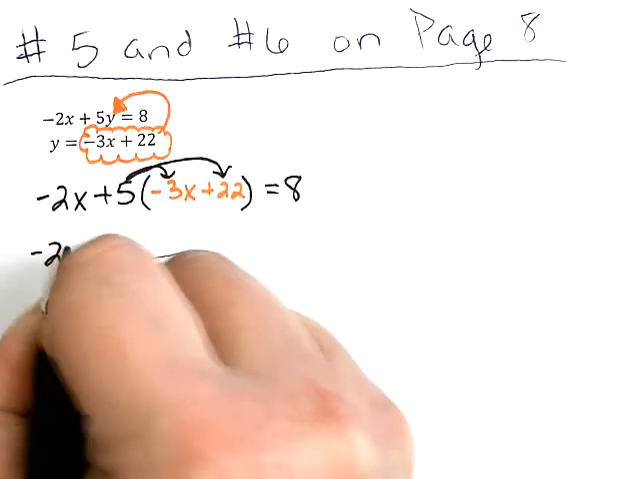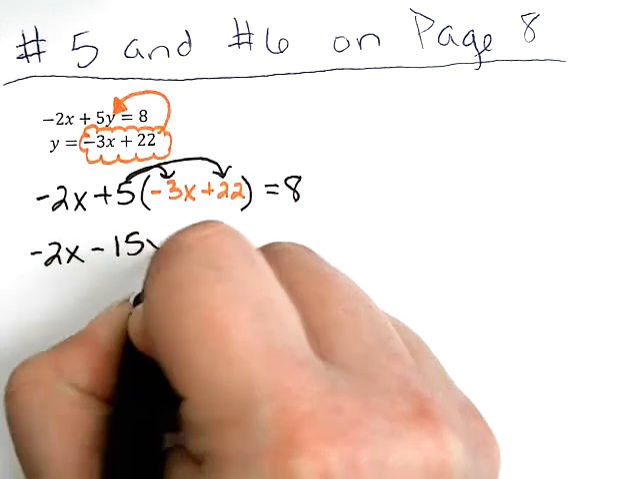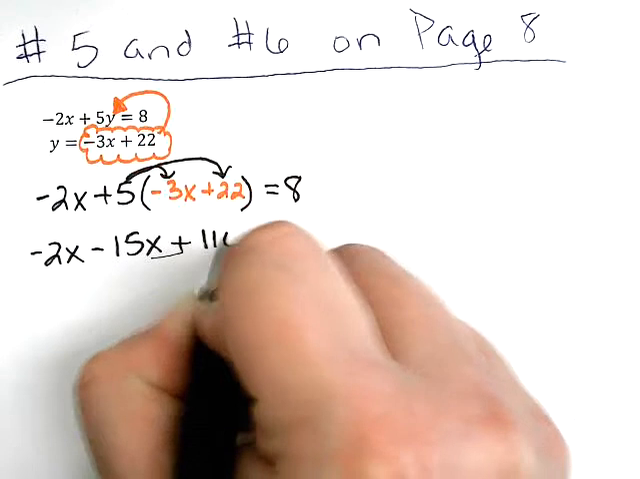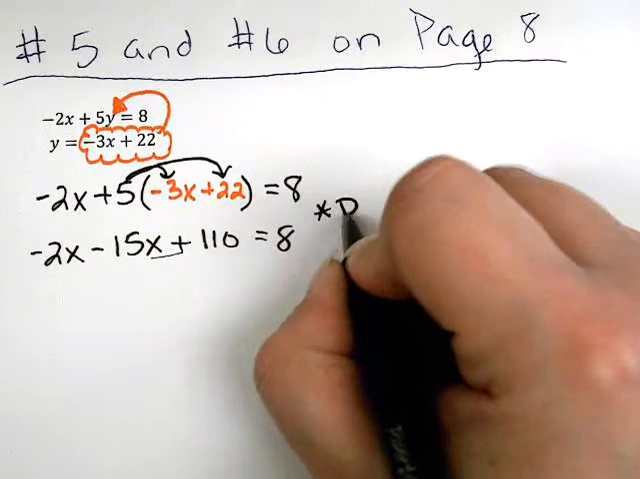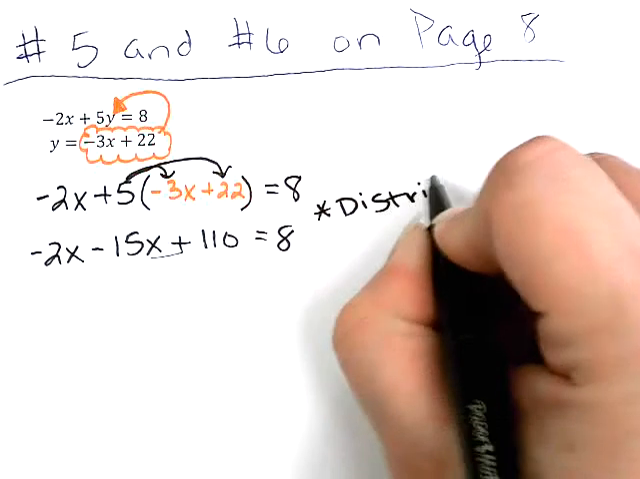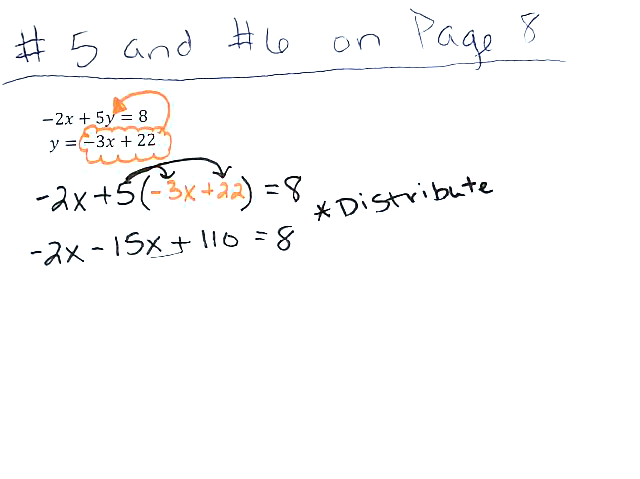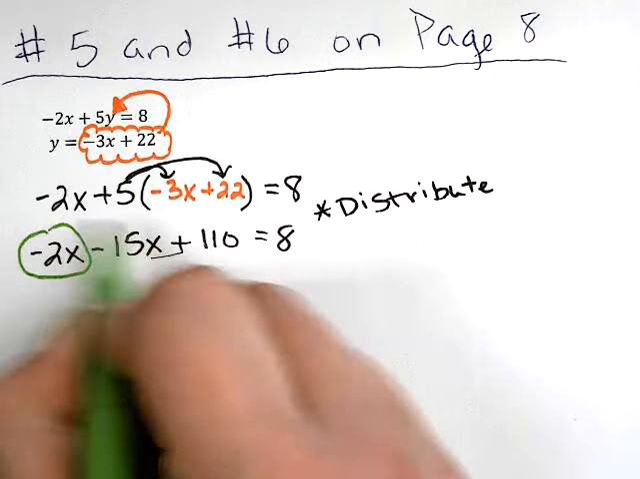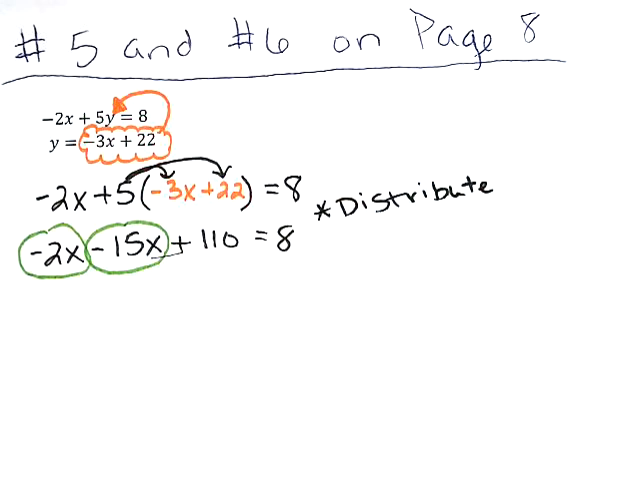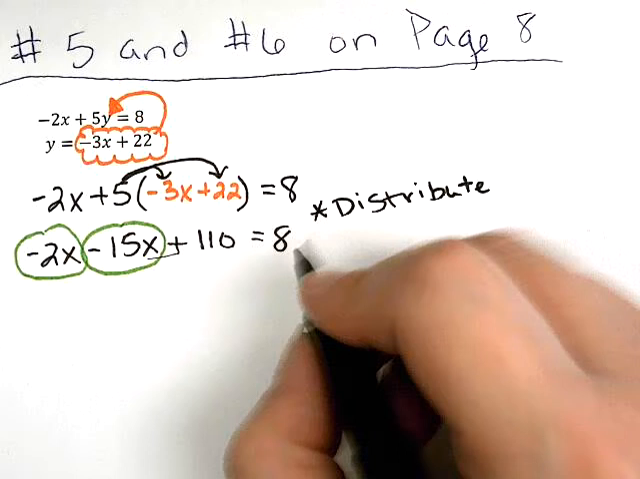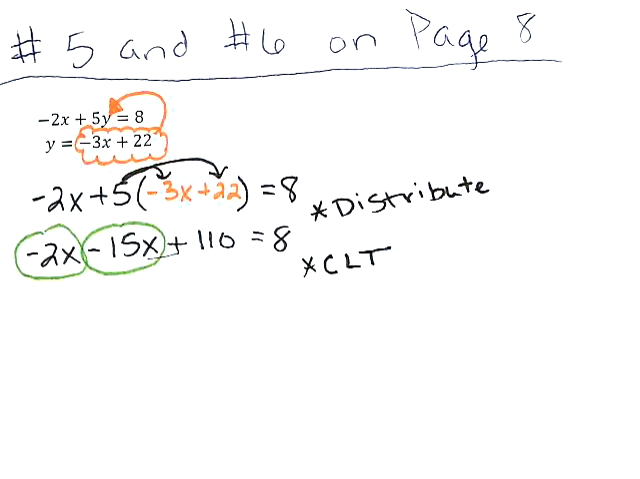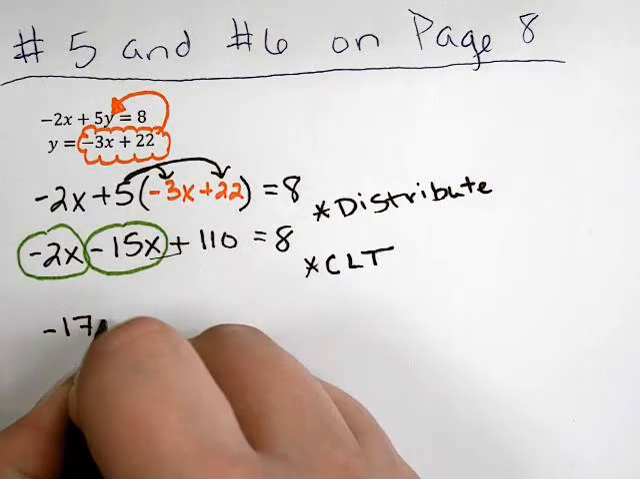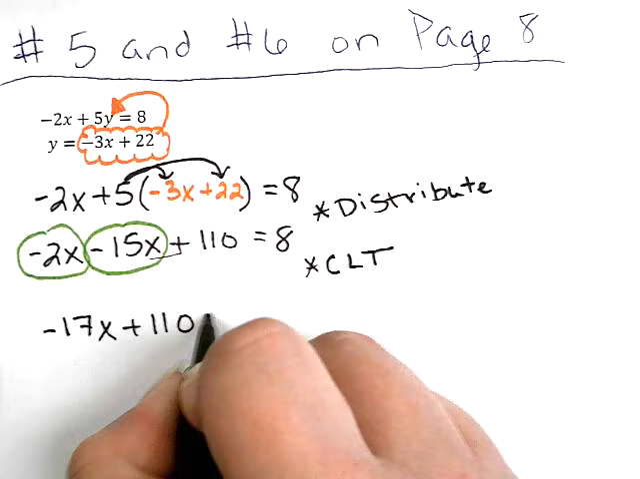So now I have negative 2x minus 15x plus 110 equals 8. So after here we had to distribute. And once we distribute that 5 inside, hopefully you can see we have some like terms. We have a negative 2x and a negative 15x. So after we distribute, we're going to combine like terms. CLT, combine like terms. So we get negative 17x plus 110 equals 8.